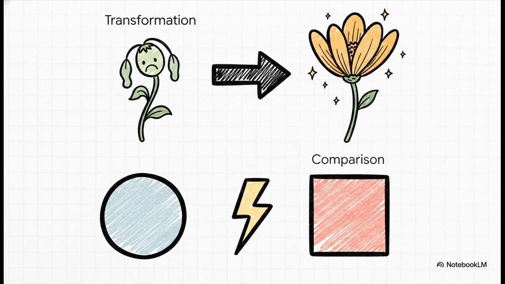The comparison format works exactly the same way by doing an A versus B setup. It sets up a conflict or a choice, forcing the viewer to click to find the definitive answer. Both of these formats are universally effective in almost every niche.